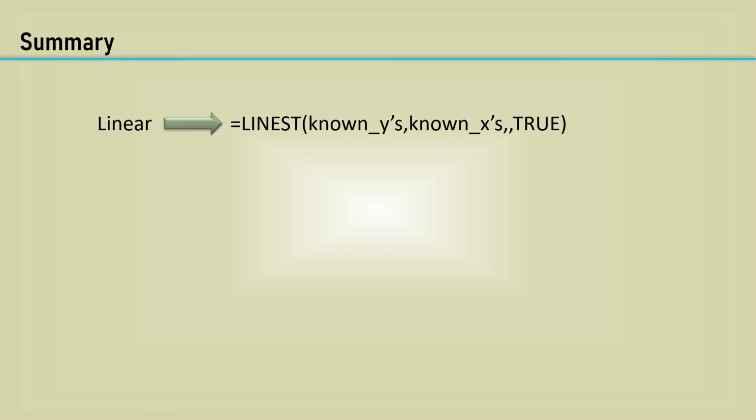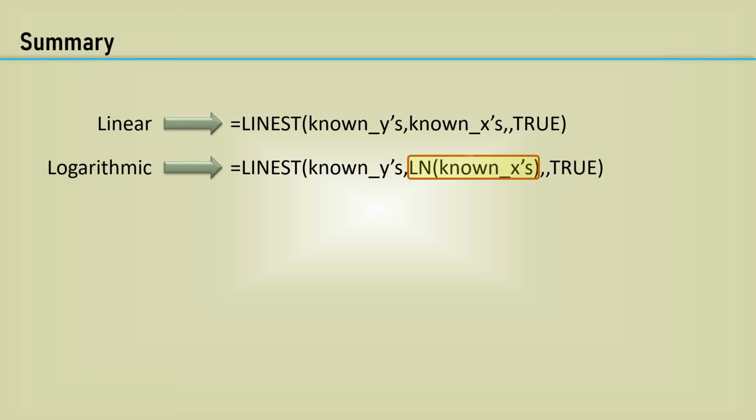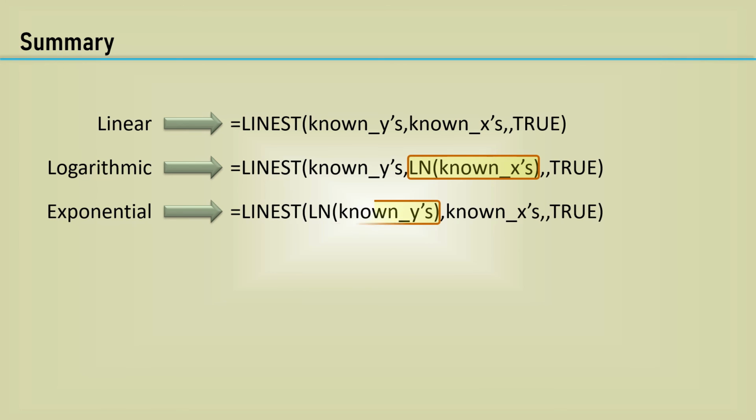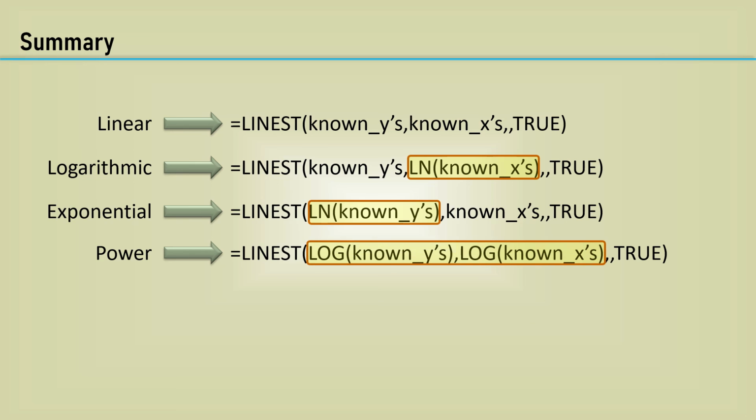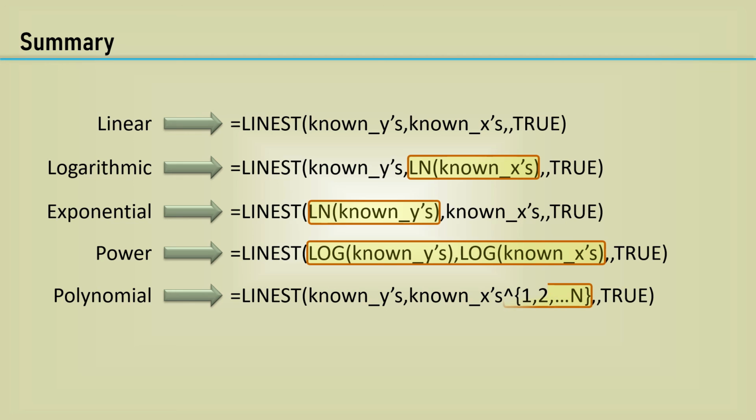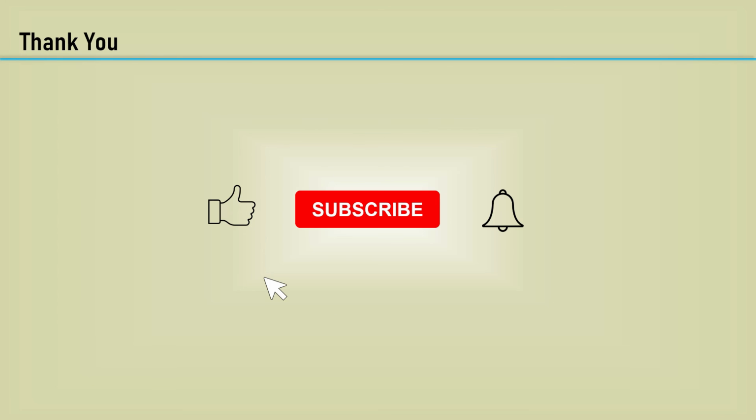Here's a summary. For the linear, the LINEST function is straightforward. For the logarithmic functions, get the natural log of the known Xs. For exponential functions, take the natural log of the known Ys. For power, take the log base 10 of the known Ys and the known Xs. For polynomial functions, raise the known Xs to a set of curly brackets with the number of orders you desire separated by commas.